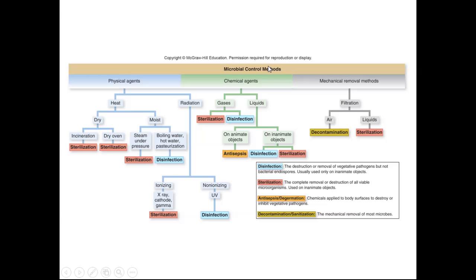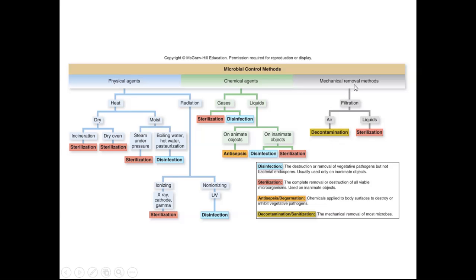For chemical agents, we can have gases, depending on the gas, for sterilization or disinfecting, or we can use a liquid to remove the microbes. If it's an inanimate object that we aren't worried about killing, we can have disinfection take place. If it's an animate object that we're worried about killing, we'll have antisepsis take place. So that's those alcohol wipes, the surgical hand scrubs. If it's an inanimate object that we aren't very worried about killing, we can go through more aggressive liquid treatments.